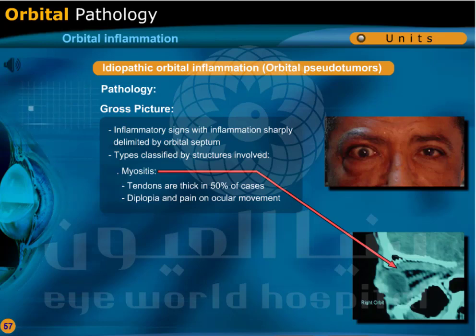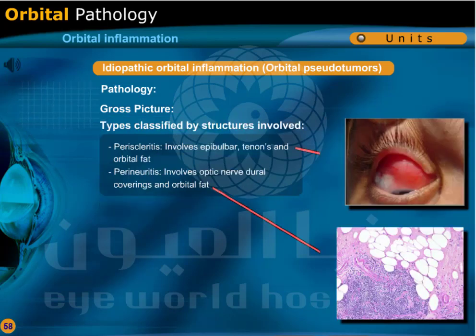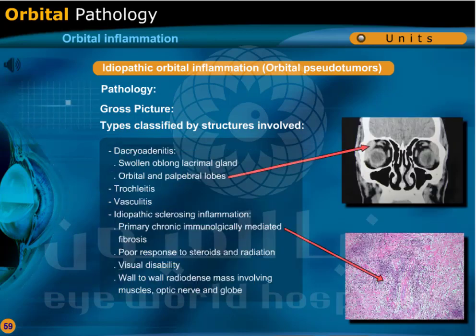Myositis: tendons are thick in 50% of cases. Diplopia and pain on ocular movement are present. Periscleritis: epibulbar, tendon, and orbital fat. Perineuritis: dura of optic nerve and orbital fat. Dacryoadenitis: swollen oblong lacrimal gland, orbital and palpebral lobe. Trochleitis, vasculitis, idiopathic sclerosing inflammation.